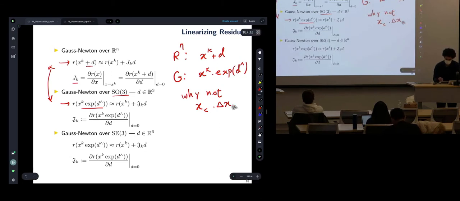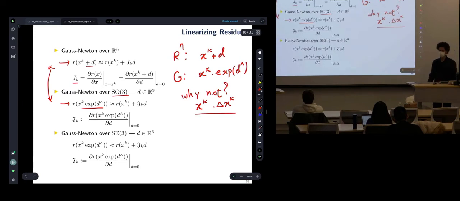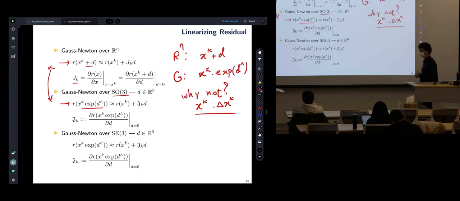And by the way, this k is here because this is the iteration number. It's not time steps, because you can iterate many times for one time step. There's a difference between the index for the iteration number and the time step. We're not talking about the time step here. We're talking about the iteration. So why not like this? Can I just solve for the delta rotation or delta pose instead of the exponential of some delta in the Lie algebra? That could be an alternative idea.